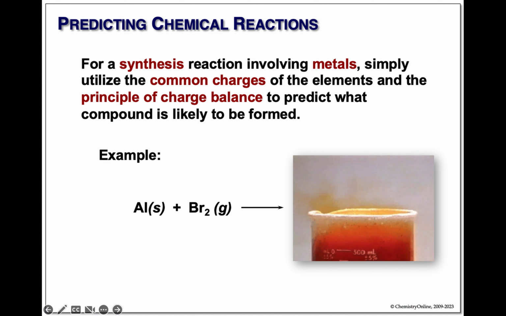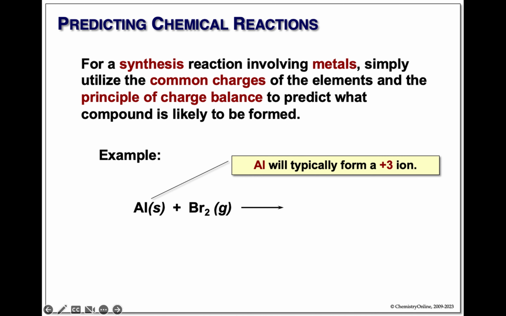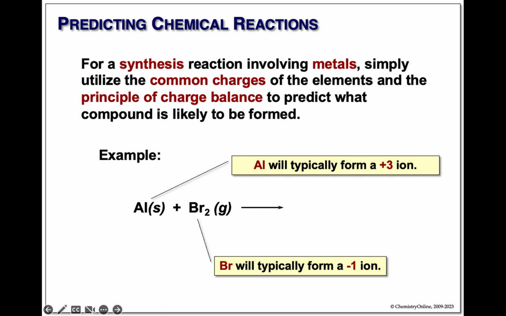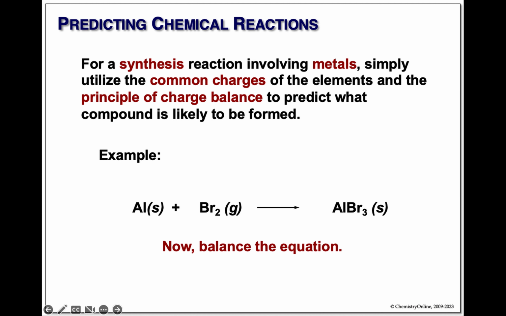All right, so we have a metal involved. It's going to be ionic. What you want to do is look at the typical charges. Aluminum will be a +3 ion because it's group 3. Bromine's a halogen. It will be a -1. Our best guess for the product, 1 aluminum, 3 bromines. But is it balanced? Of course not.